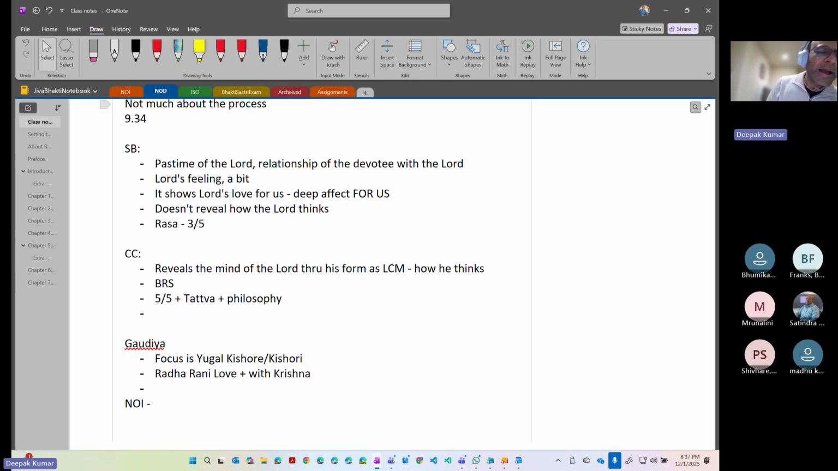Okay. Initially, I thought that first I should do Nectar of Instruction, but then Shanvika Mataji was asking about the Nectar of Devotion for her Bhakti Sastri, and I thought I would also love to reread the Nectar of Devotion. It's such a sweet book. So I thought that first we will read the Nectar of Devotion, then we'll go to Nectar of Instruction. Nectar of Instruction is a small book. It talks about the process of being an exemplary devotee.